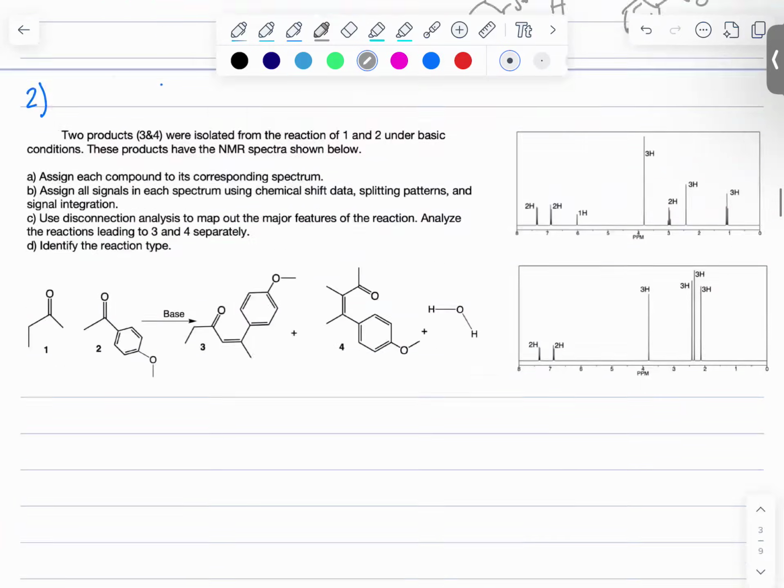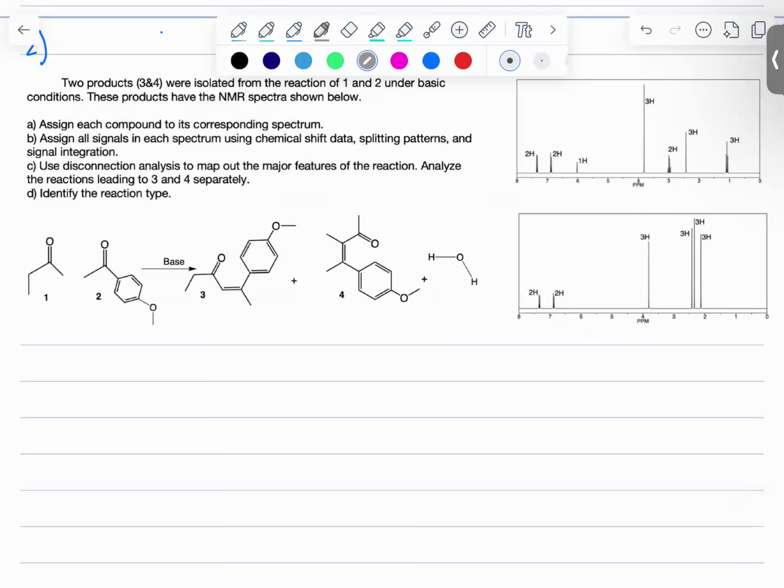Okay. So the next question is an NMR question. And there's a lot of breakdowns to this. We want to assign the compound to the correct spectrum. We want to assign all our signals. And then we're also going to look at disconnection analysis and identifying the reaction type. So where do I start?